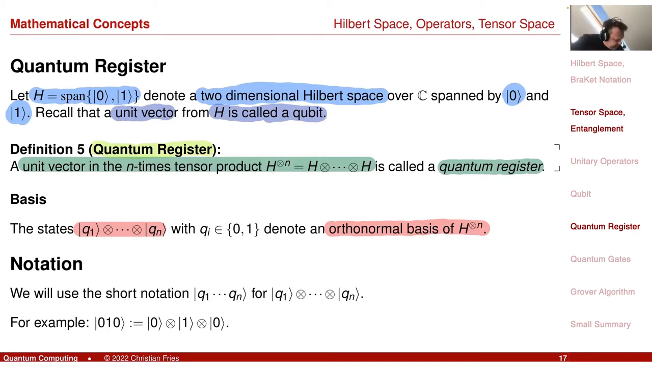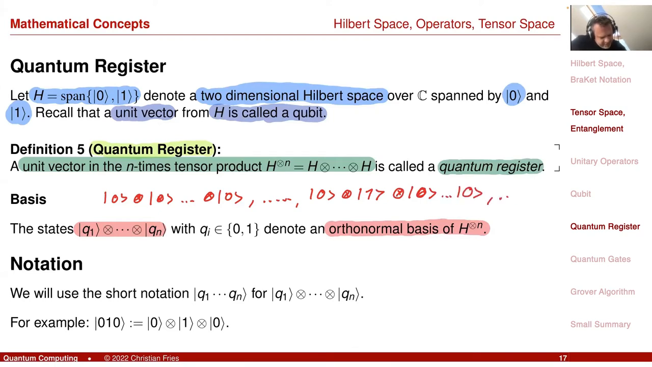So our basis is given by combining all the unit vectors from our two-dimensional space. And we get many, many different combinations. For example, also that guy, and so on. So how many combinations do you have? It's binary, it's 2 to the power of n. That's just the dimension of this space.